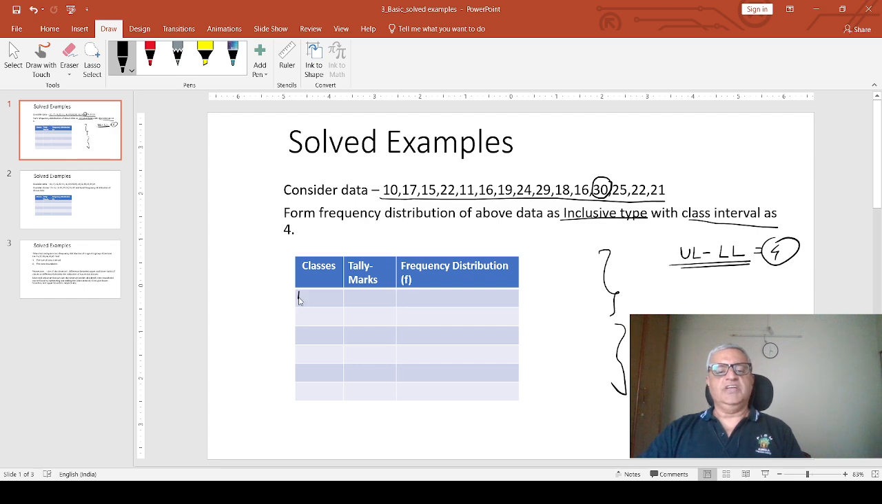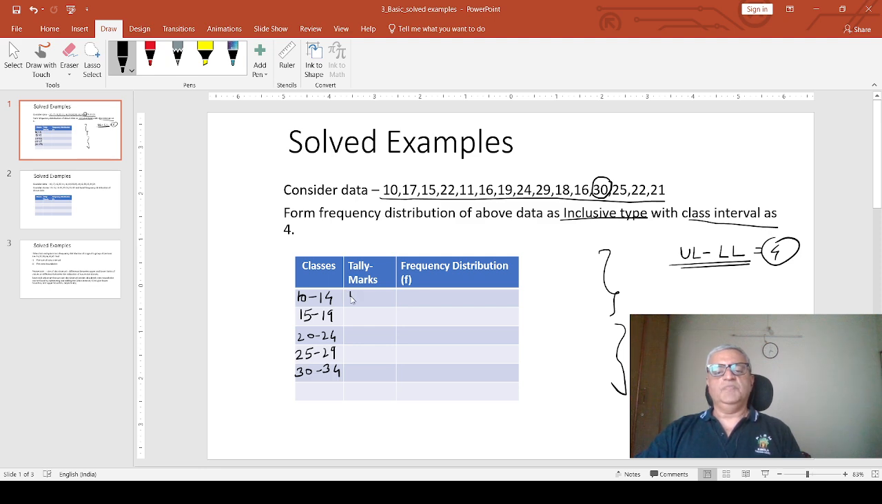So we can start with 10 because 10 is the lowest, and 10 plus 4 gives me 14. So my upper class limit will be 14 since the class interval is 4. Then I have to start with 15 from here because this is an inclusive class type. So 15 to 19, 20 to 24, 25 to 29, 30 to 34. So these are the 5 classes. Let us start putting the tally marks in place.